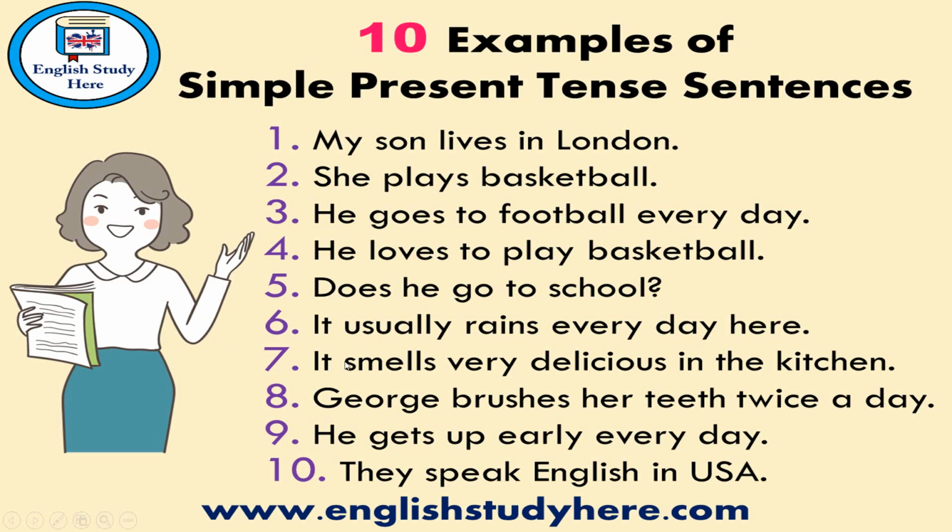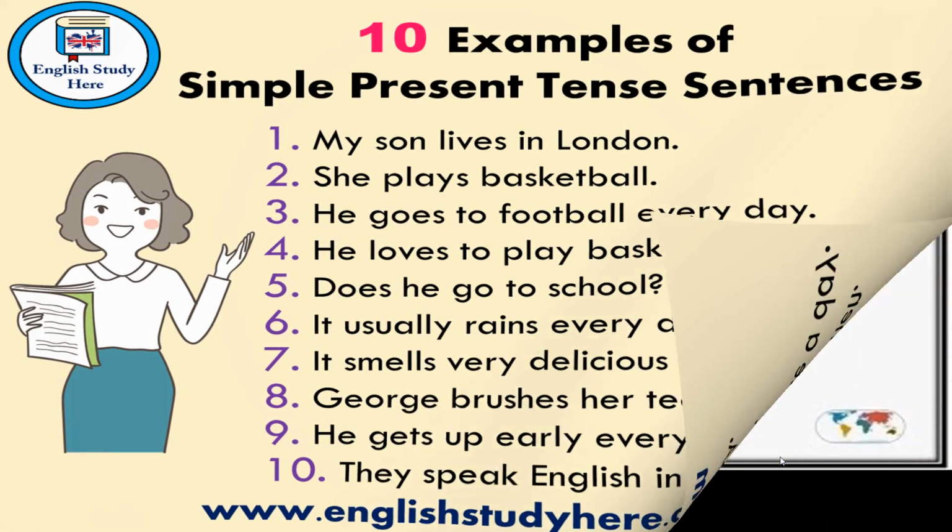Next one is 7th number. It smells very delicious in the kitchen. It is singular, so we have used smells. 8th number. George brushes her teeth twice a day. Again, George is singular. She is a girl, so we have used brushes. Number 9. He gets up early every day. Again, he is singular, so we have used gets. Number 10. They speak English in USA. They is plural, so we will use speak here. But suppose I am writing he, then he speaks, she speaks, Ram speaks, okay?